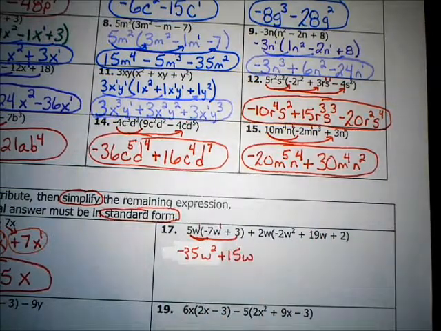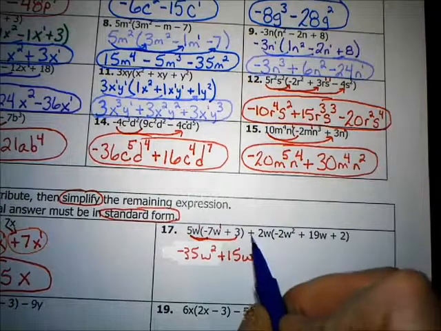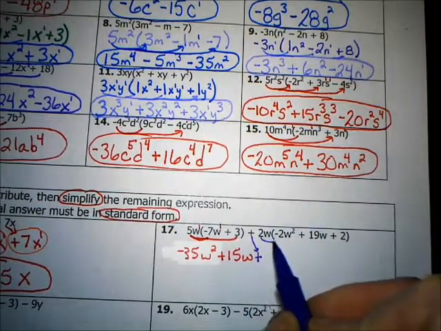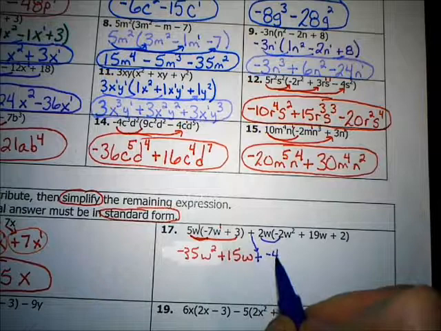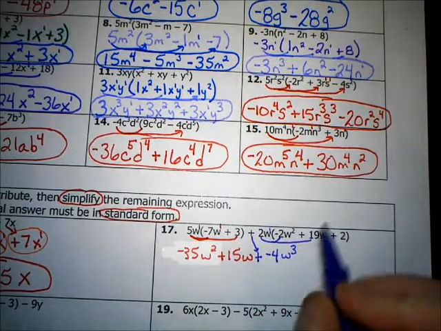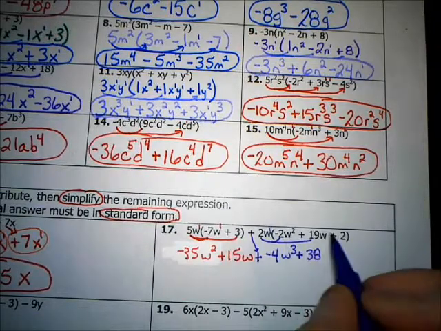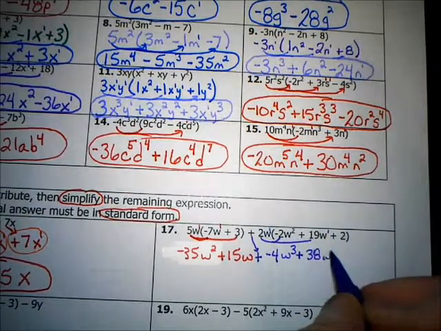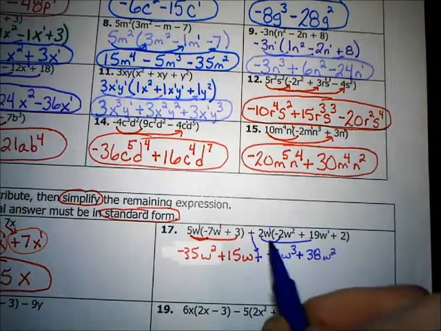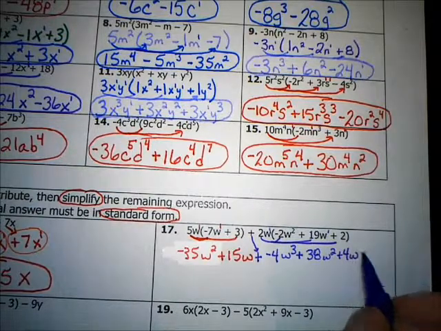And now I've got to do the second half, so let me change colors here. I'm going to go to purple, and I'm going to do the same thing. I got my plus sign from here, and then I'm going to multiply 2 times a negative 2, which makes that negative 4, and W^1 and W^2 is now W^3. I go to the next term. 2 times 19 is a positive 38, I believe, and W^1 and W^1 is a W^2. And then I do the last term. 2W times 2 just becomes 4W out here on the end.